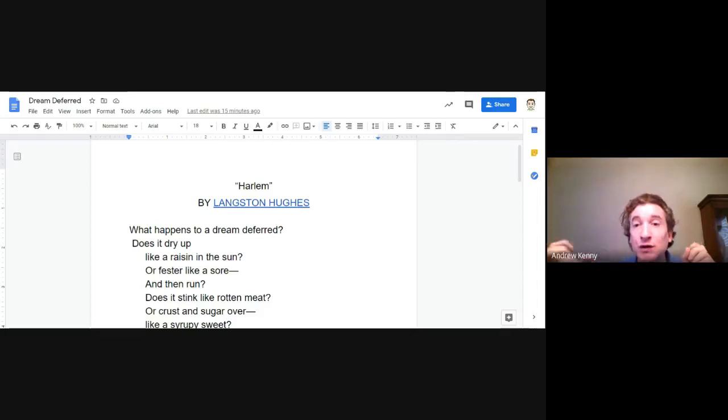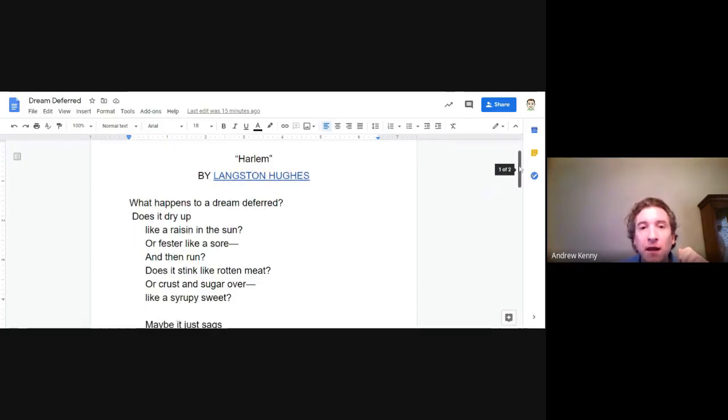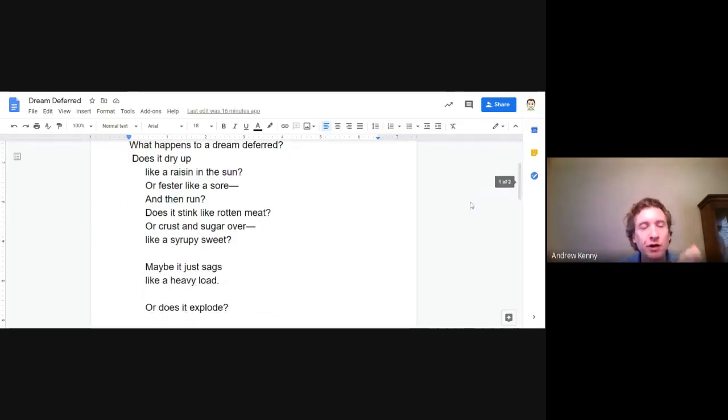In other words, does it get worse and worse, or crust and sugar over like a syrupy sweet? That's an interesting one. Leave a syrupy sweet out and it gets crusty and sugared over. That's not a good thing. That's a bad thing. So does it dry up and disappear? Does it fester and get worse? Does it stink and also grow worse and more awful to the person who has it? Or does it crust and sugar over? So does it kind of encapsulate you and get into this nasty crustiness and make you more and more unhappy and worse?